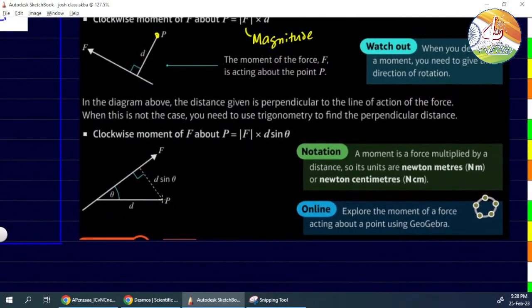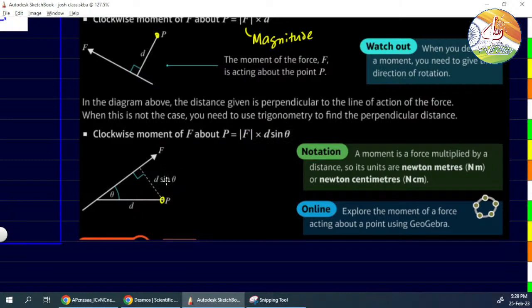Then suppose P is the point and the force F is like this, but we don't know the perpendicular distance, we know a distance which is acting at an angle theta. If this is the case, then first we need to find the perpendicular distance. Geometrically speaking, this is the hypotenuse and this is opposite. So opposite is the hypotenuse times sine of theta. Now the moment will be the magnitude of force multiplied by this perpendicular distance.